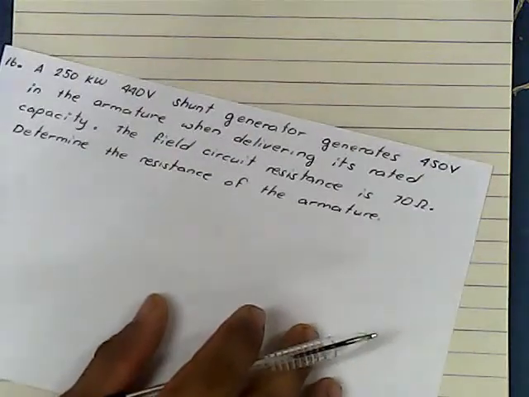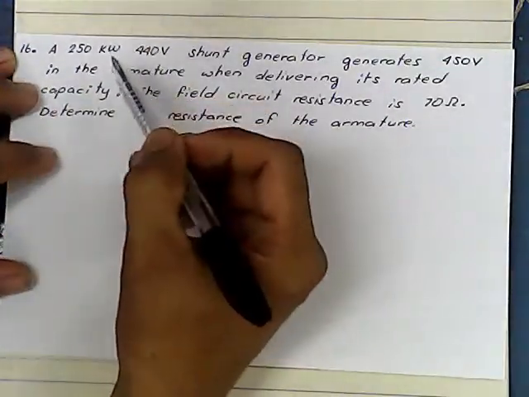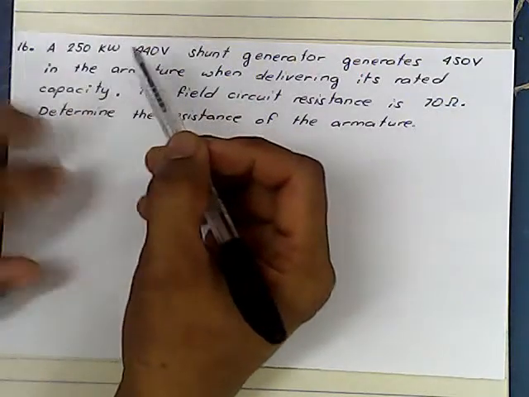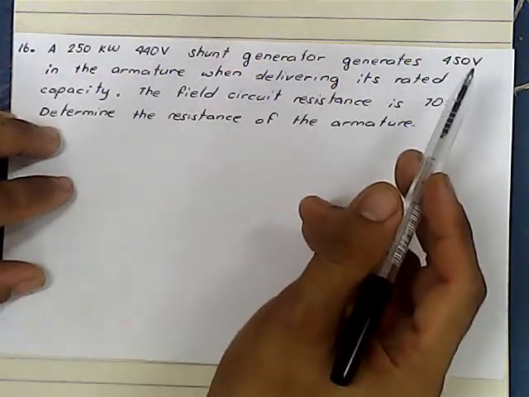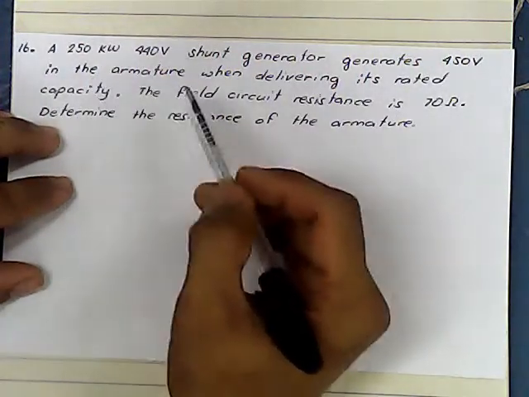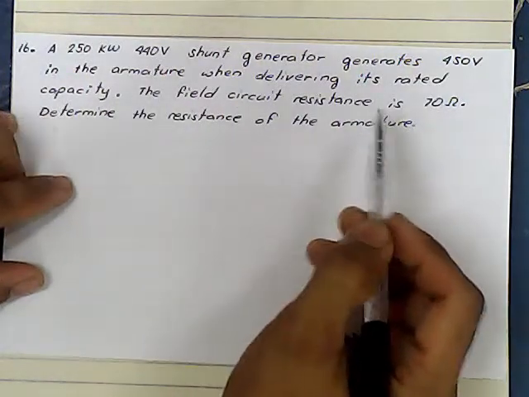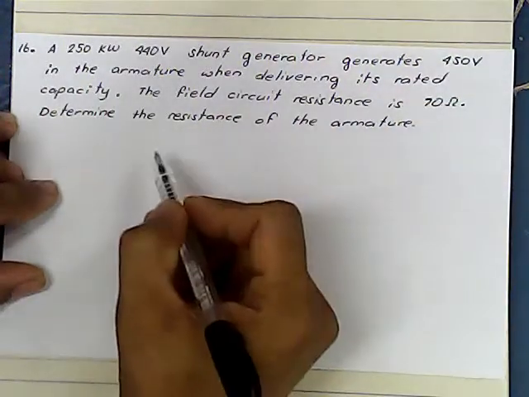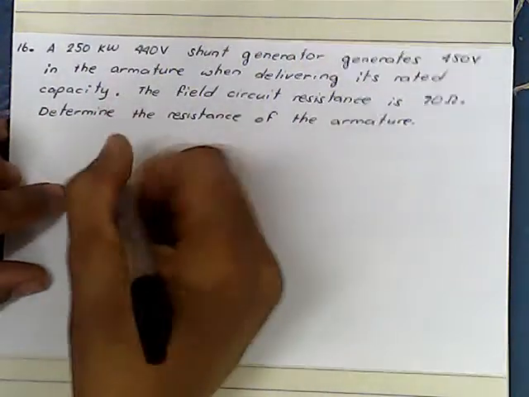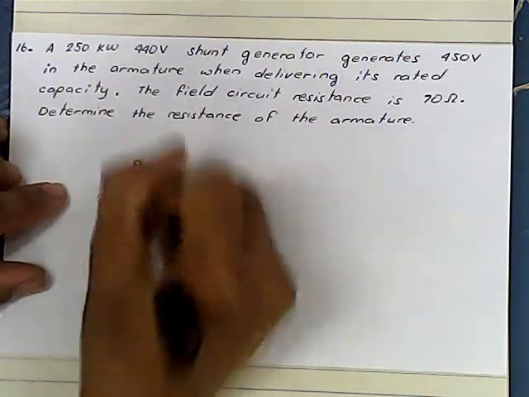So, let's proceed with our last problem, which is similar to problem number 15. Yan. So, 250 kilowatt, 440 volt shunt generator generates 450 volts in the armature when delivering its rated capacity. The field circuit resistance is 70 ohms. Okay, 70 po yun. Determine the resistance of the armature. And let's have our diagram.